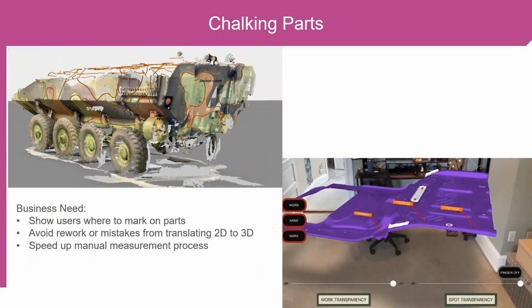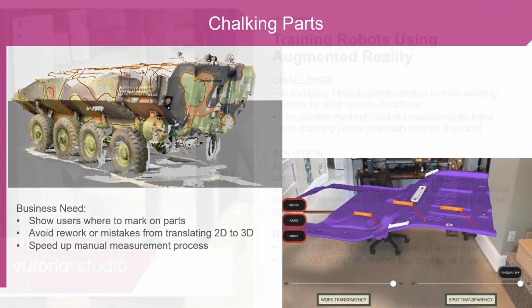And then on the right, I'm actually going to go into the first case study we're going to talk about here. This is a part that needs to be welded, and the use case is chalking up to train a welding robot where to do different weld marks. And again, that was a really manual, time-consuming process, and being able to augment it with AR instead of having to measure it with a tape measure saved them a ton of time.